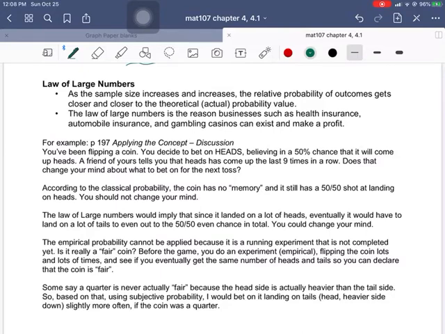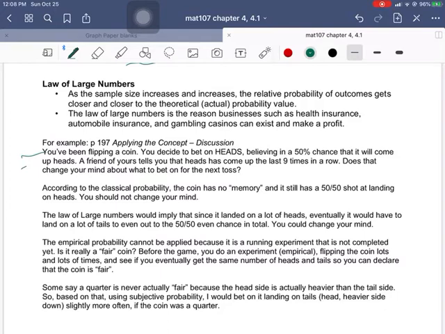For example, you've been flipping a coin. You decide to bet on heads, believing it's a 50% chance it will come up heads. Your friend tells you that heads has come up the last 9 times in a row. Does that change your mind about what to bet on the next toss? According to classical probability, the coin has no memory, and it's still a 50-50 shot of landing on heads, so you don't change your mind.